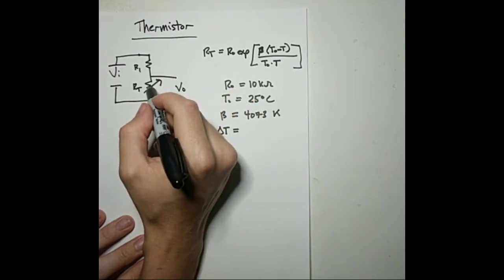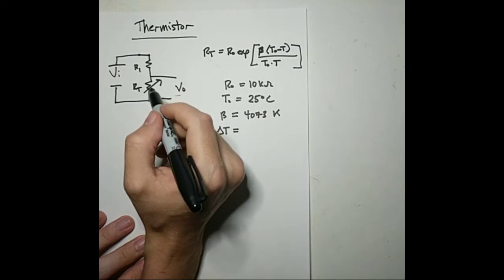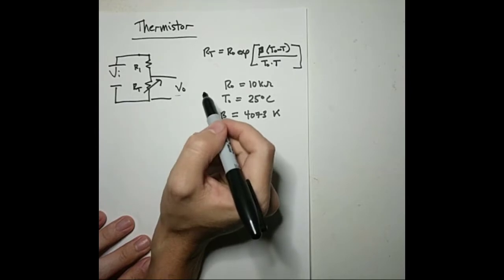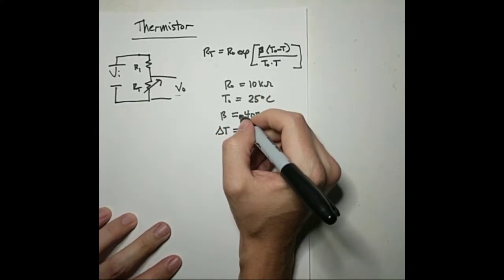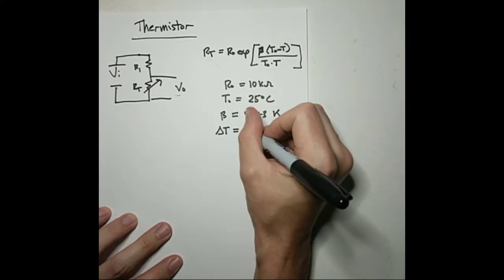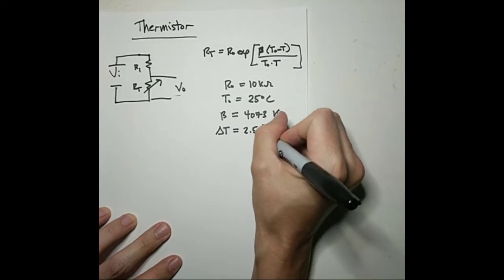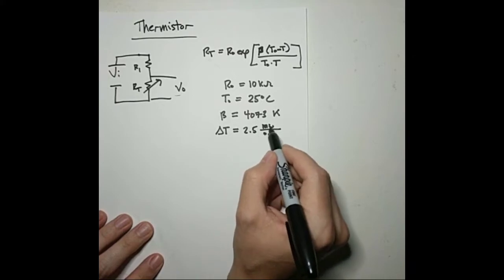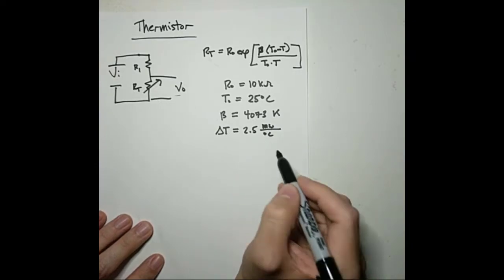Anytime you put current through a resistive element, it heats up some. Some of that electrical energy is turned into heat in the material. So for the thermistor we're using, delta T is 2.5 milliwatts per degree C. So for every 2.5 milliwatts of power that flow through it, that thermistor heats up 1 degree.